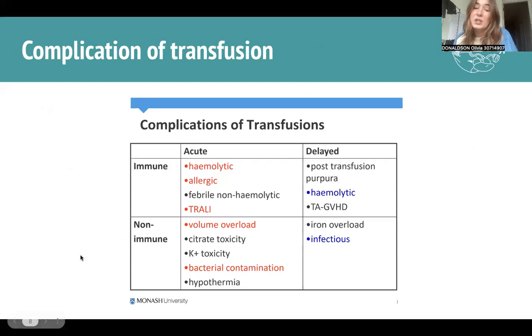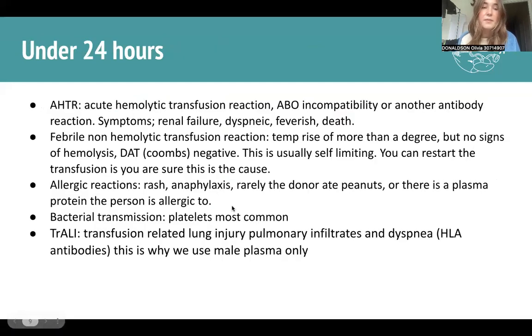These are just some complications of transfusions. You don't really have to know them too well, but I have them quite specifically listed here. Probably the only one you need to know is your acute hemolytic transfusion reaction. This is when someone's been given the wrong blood product, which is something you want to avoid. And you'll get a pretty immediate reaction: feverish, renal failure. They get very sick very quickly.